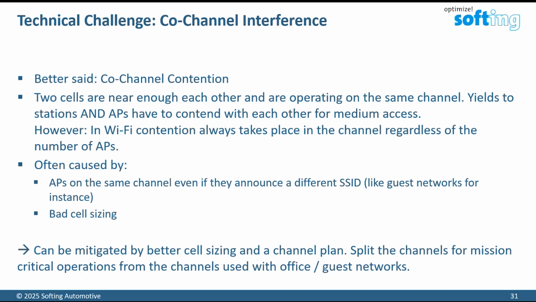How big is your cell? That can be controlled via the transmit power. A mitigation for that is a better cell sizing and a channel plan. Channel plan means, okay, I have to segregate mission critical Wi-Fi from not so critical Wi-Fi. Like a guest network is for me not so critical, but the production Wi-Fi would be a critical operation.